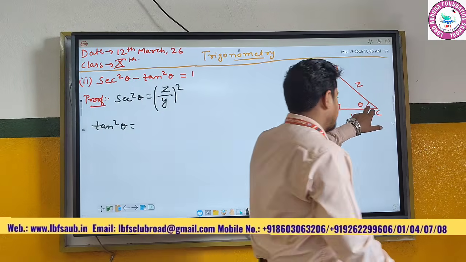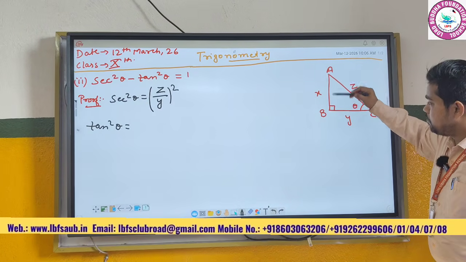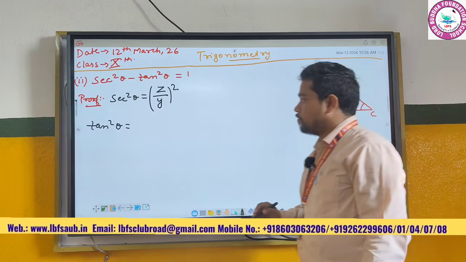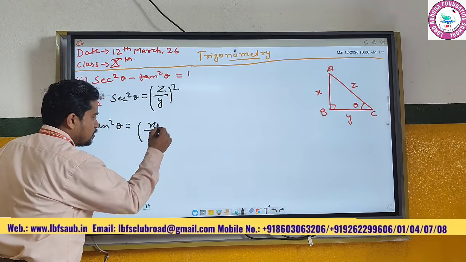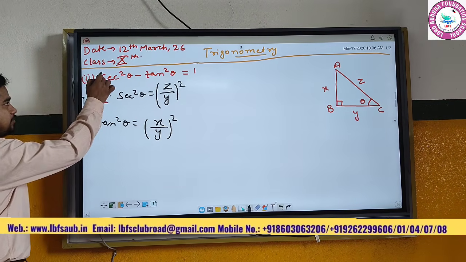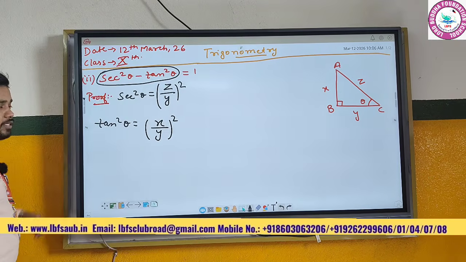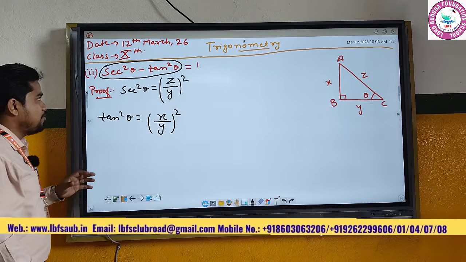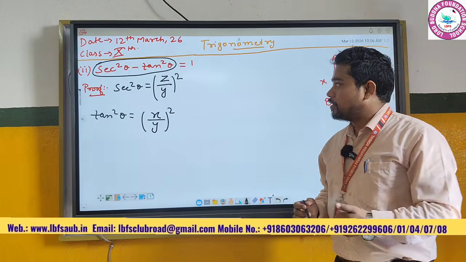As we are considering this as a base angle theta, the value of tan theta will be x upon y. So we can write it as x upon y whole square. Okay, now come on to the LHS of this identity. What is the LHS of this identity? It is sec square theta minus tan square theta. So we have to find out the difference between sec square theta and tan square theta.